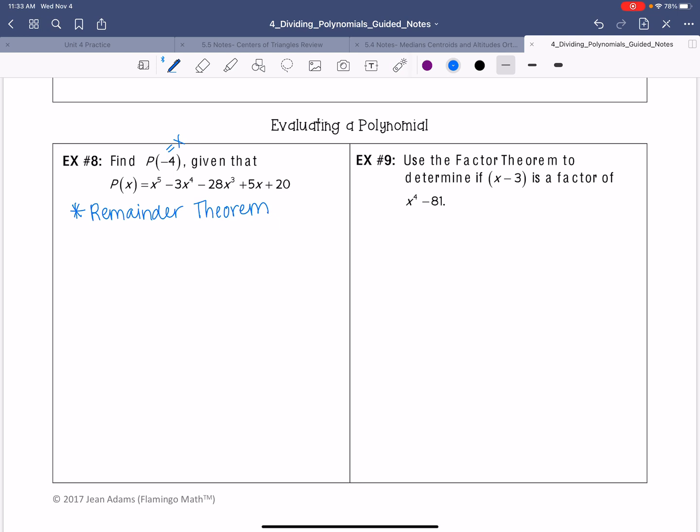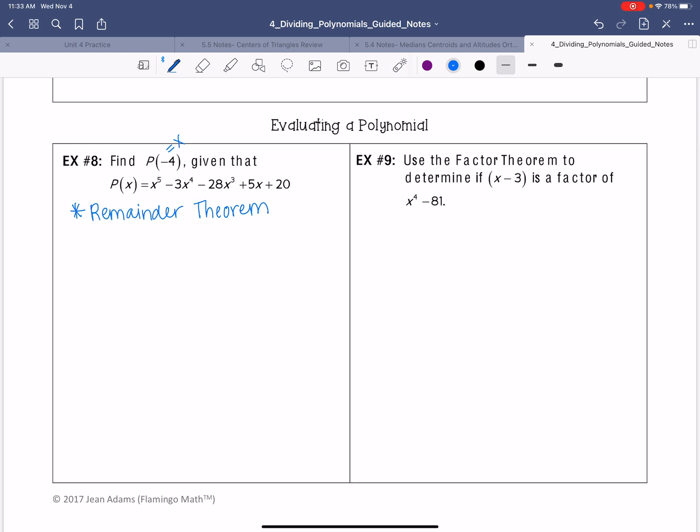Personally, not a fan. I really don't want to do -4, especially because you're not allowed to use calculators, right? I don't want to do -4 to the 5th power, -3 times -4 to the 4th power, -28 times -4 to the 3rd power, plus 5 times -4 plus 20. That would be really difficult, a lot of huge numbers, and it's just not fun.